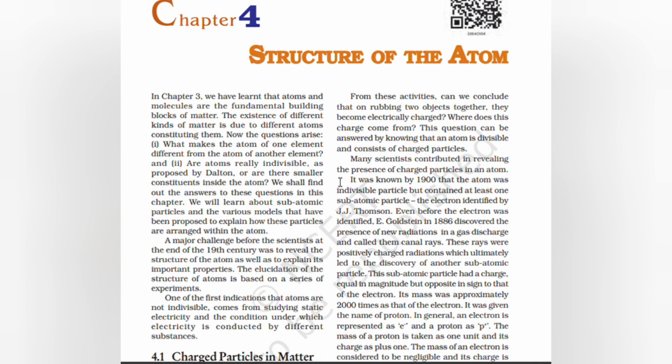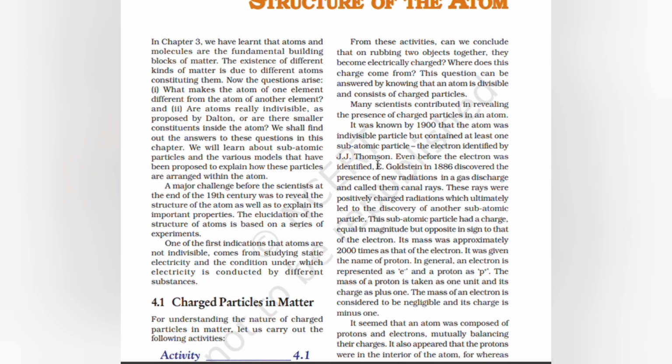Many scientists contributed in revealing the presence of charged particles in an atom. It was known by 1900 that the atom was not an indivisible particle but contained at least one subatomic particle, the electron, identified by J. J. Thomson. Even before the electron was identified, E. Goldstein in 1886 discovered the presence of new radiations in a gas discharge and called them canal rays. These rays were positively charged radiations, which ultimately led to the discovery of another subatomic particle. The subatomic particle had a charge equal in magnitude but opposite in sign to that of the electron. Its mass was approximately 2000 times that of the electron. It was given the name of the proton.